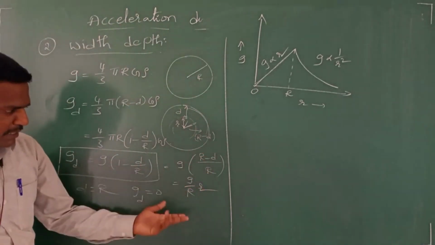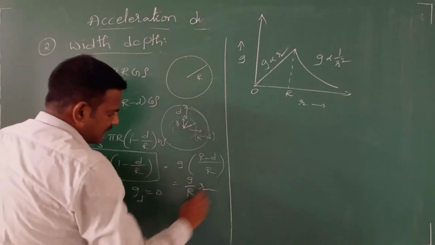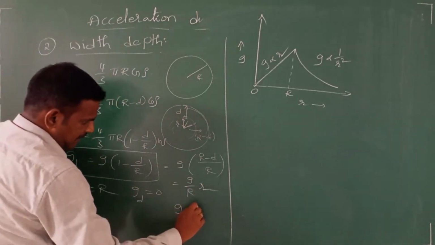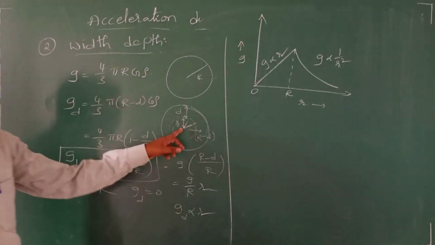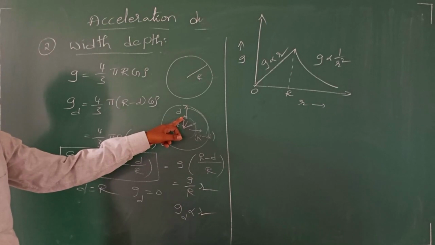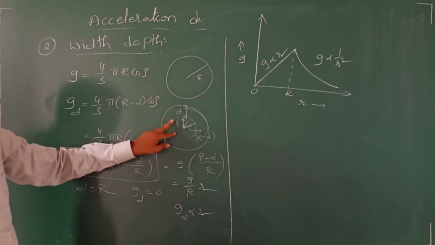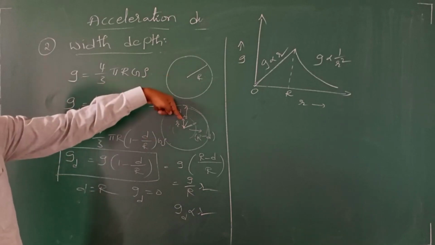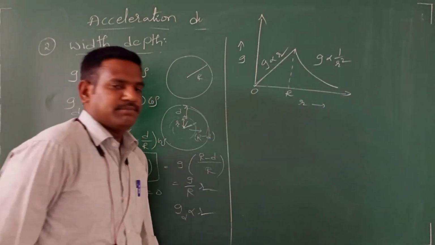Now this expression can be written as what? G by capital R times small r. From here what we can say? g_d is directly proportional to r, where r is nothing but the distance from the center to this point, not from the top to this point. From the center to this point, the distance is r. From the top to this point, the distance is d. It is nothing but depth. So that's what we have written here.